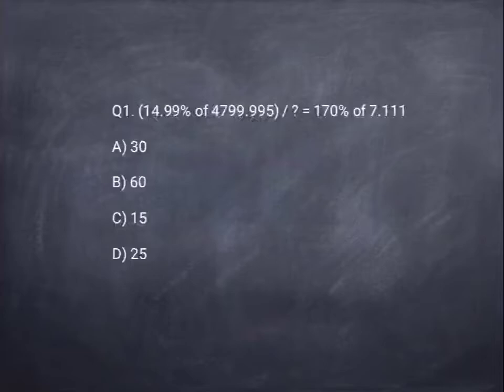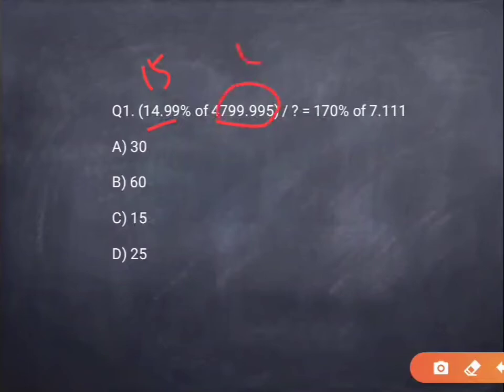So simplification is a major part in banking exams, and we don't have to calculate the actual value, but we just have to approximate the answer. So in the question also we approximate the values, that is 14.99%, we take it as 15%, this we round it off to 4800, and this just take it as 7.1. So let's see how we can solve this.